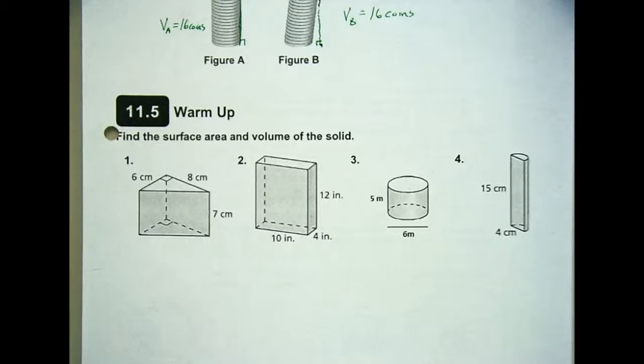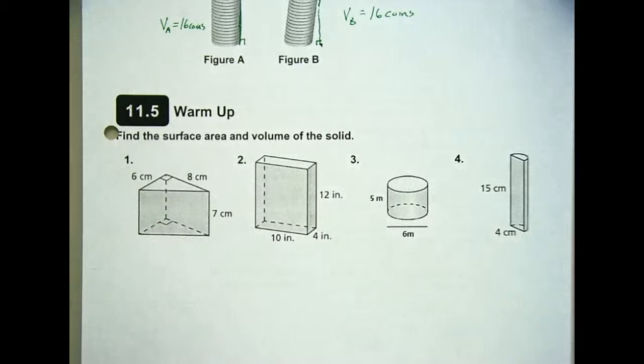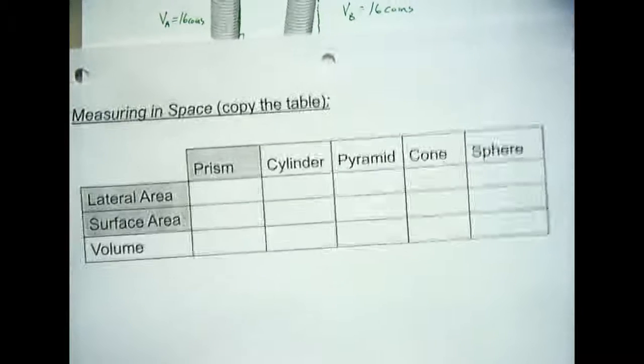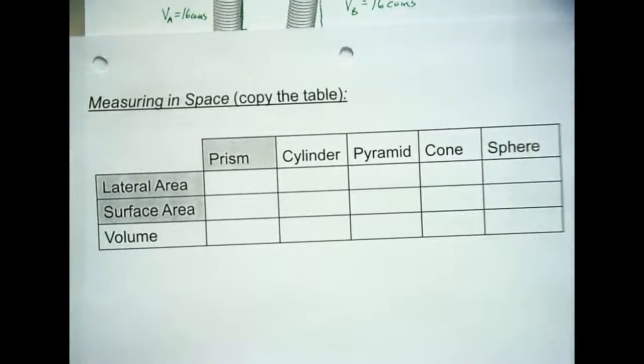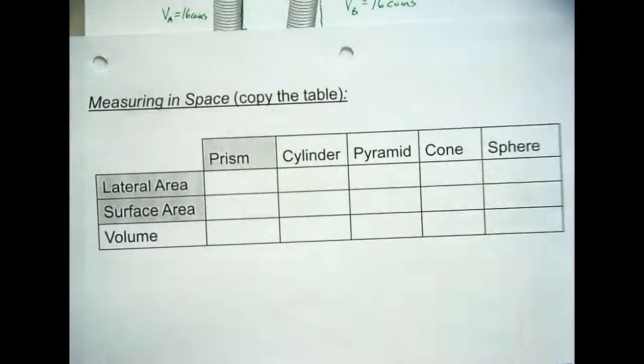So on 11.5 here, I have 3 different pieces. It says find the surface area and volume of each solid. Now I also gave you another sheet that you're going to hopefully add to your notebook. This is one that I use in our other book when we're doing chapter 6. In fact, chapter 6 is a good one to go back and look at formulas if you need them. But this is going to be your formula page.